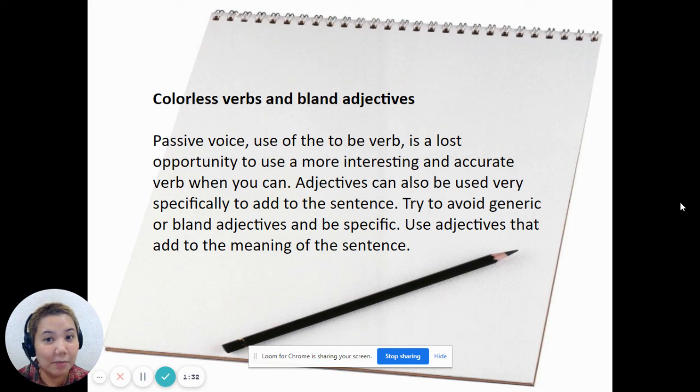All right? So please review the most common mistakes of ESL students and you will be fluent in writing in no time and speaking too.